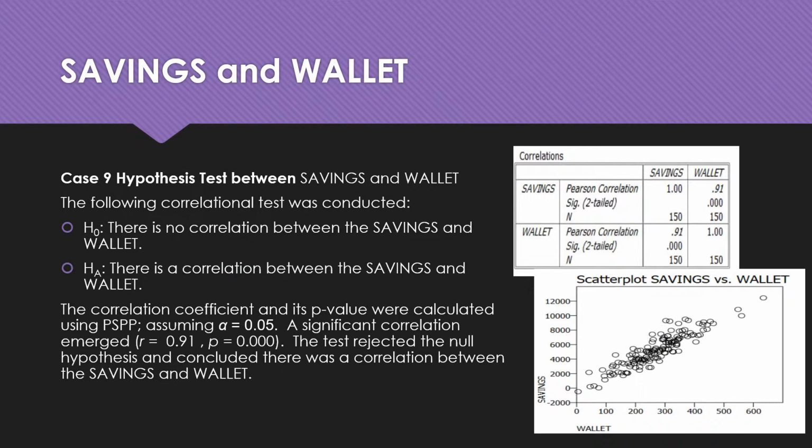The third example, between saving and wallet, the R value is 0.91, the P value is 0. Most of the points based on the graph are on one line. It's a positive relation. It's simply saying that the null hypothesis is rejected and the alternative hypothesis is correct, meaning there is a correlation between saving and wallet, and this relation is positive.